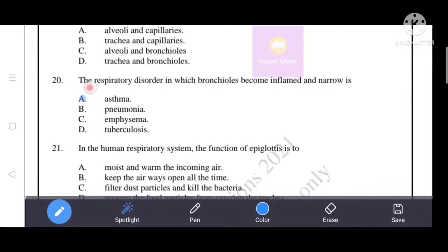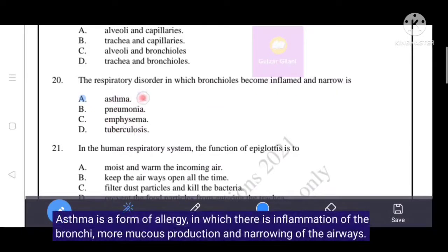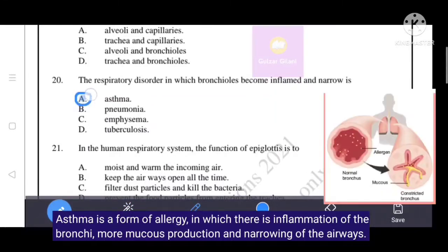Next question. The respiratory disorder in which bronchioles become inflamed and narrow is, of the given options, the correct answer is option A, that is asthma. As you know, asthma is a form of allergy in which there is inflammation of the bronchi, more mucus production and narrowing of the airways. That's why option A, asthma, is the correct answer.